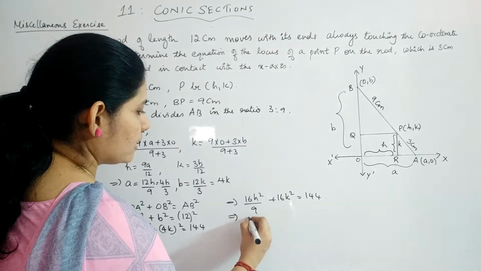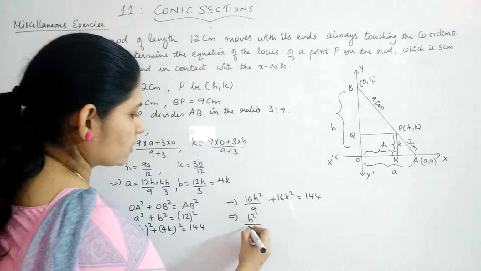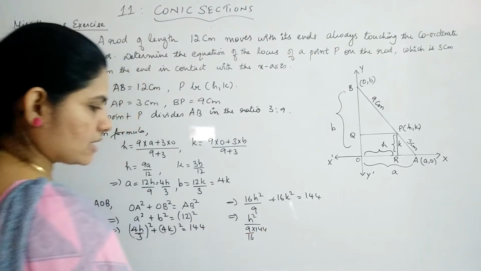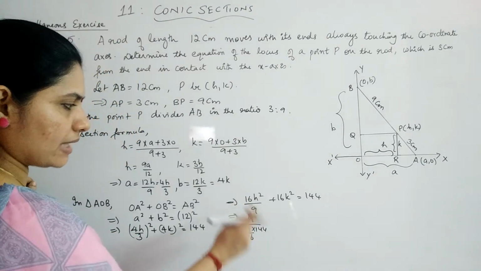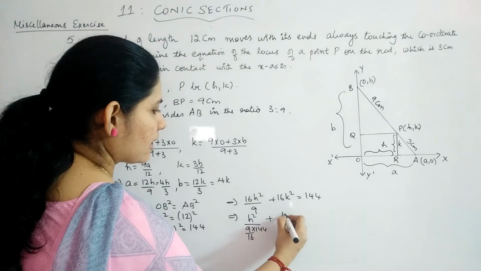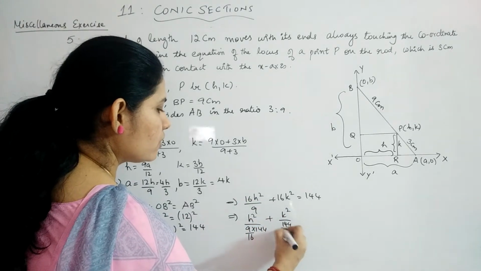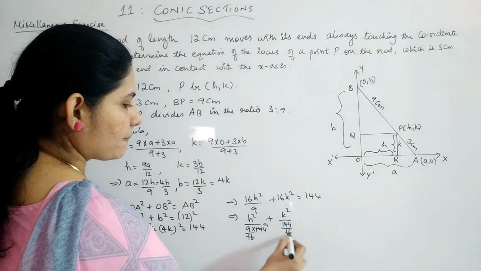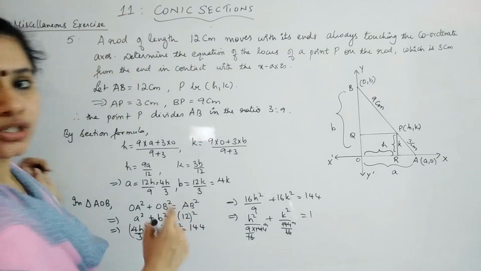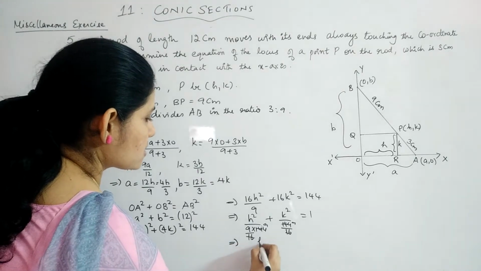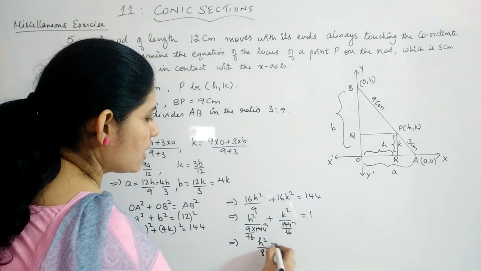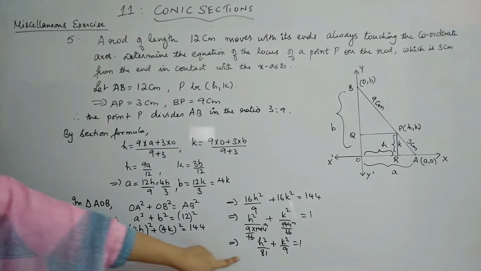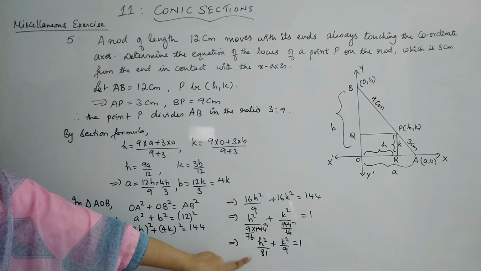So this will become h square, again I am writing h square divided by everything. So it will be 9 by 16 and 144 will come here. 9 by 16 is same as 16 by 9 here in the numerator, plus k square by 144 by 16, right? Now this will give you 9 here, and equal to 1. That means you are getting the equation as h square by 9 into 9, 81, plus k square by 9 is equal to 1. So this is in the standard form of an ellipse.